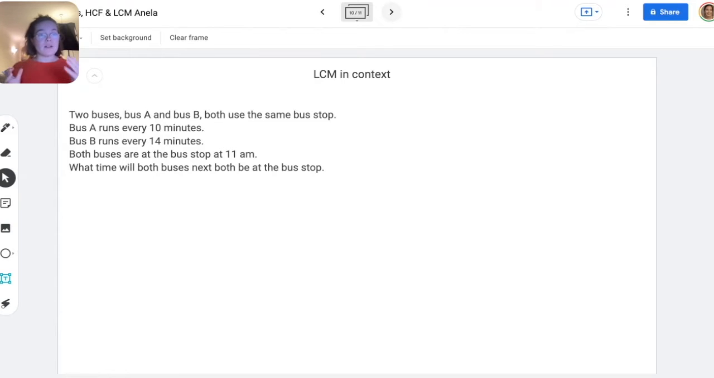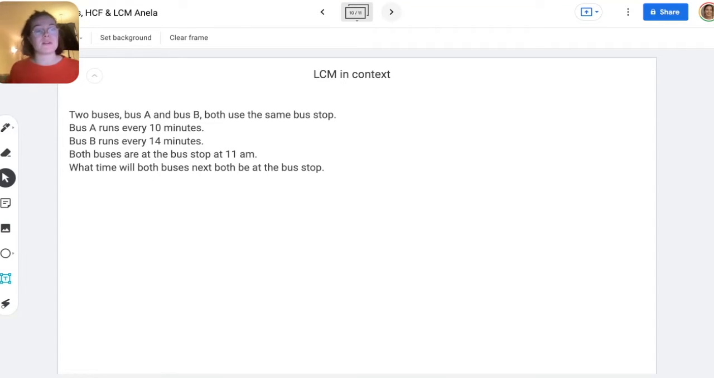So the first kind of context question that you would expect is something to do with buses or trains or someone leaving on a walk. So it's usually a journey. So we've got two buses, bus A and bus B. Both use the same bus stop. Bus A runs every 10 minutes, while bus B runs every 14 minutes. Both buses are at the bus stop at 11 a.m. What time will both buses next be at the bus stop?